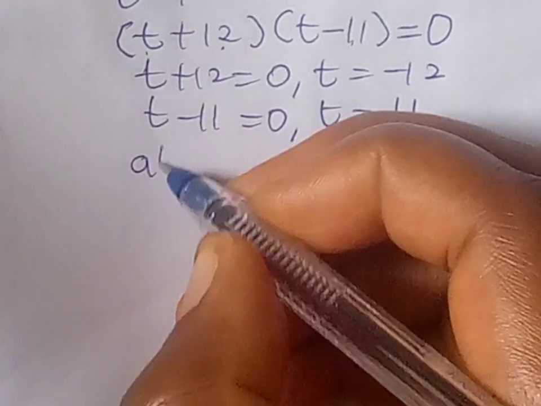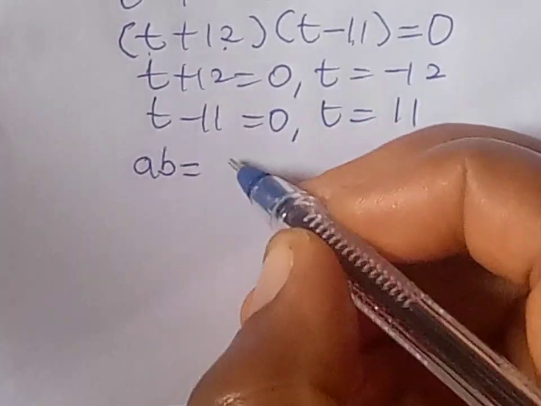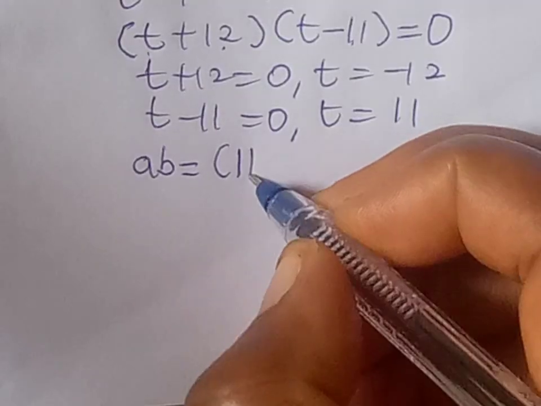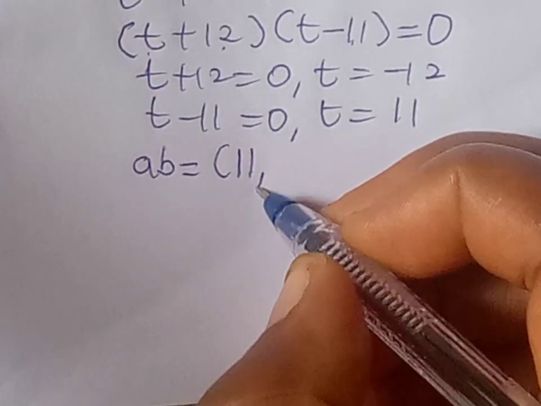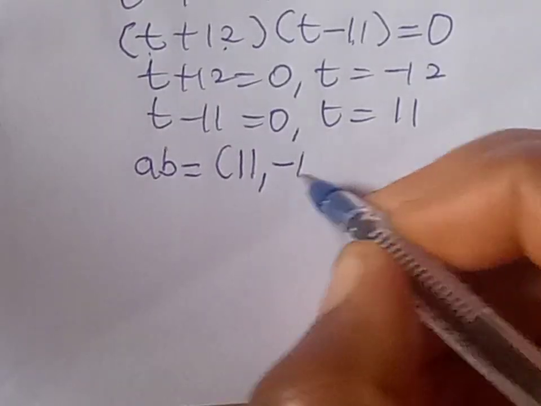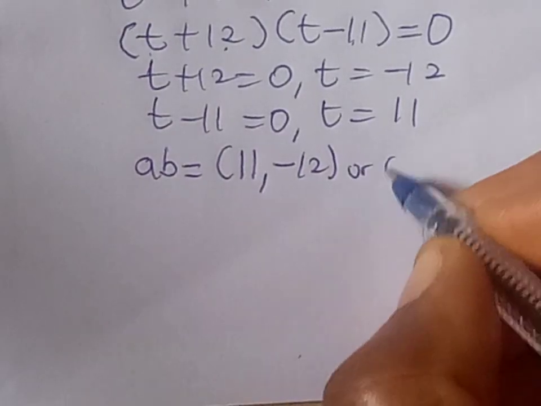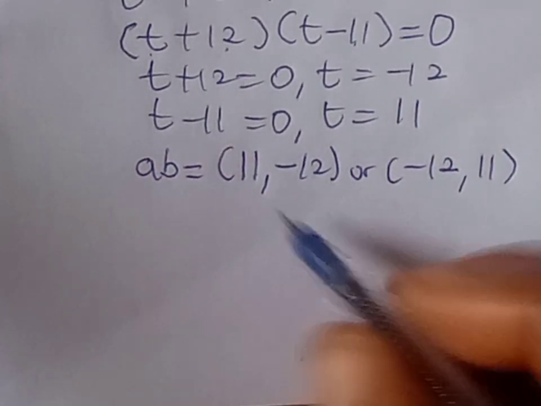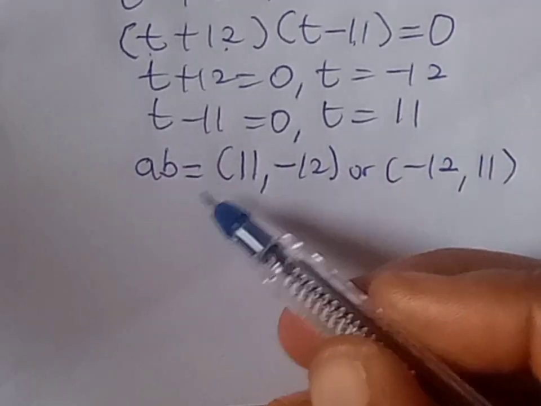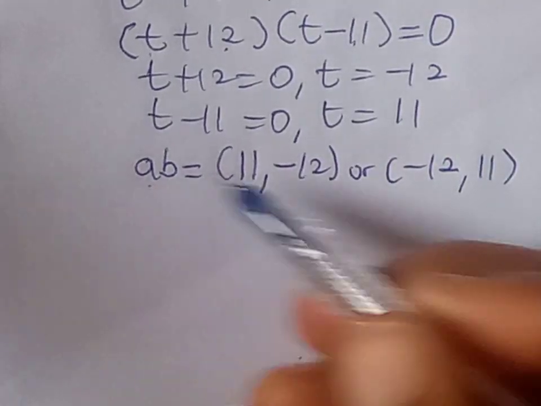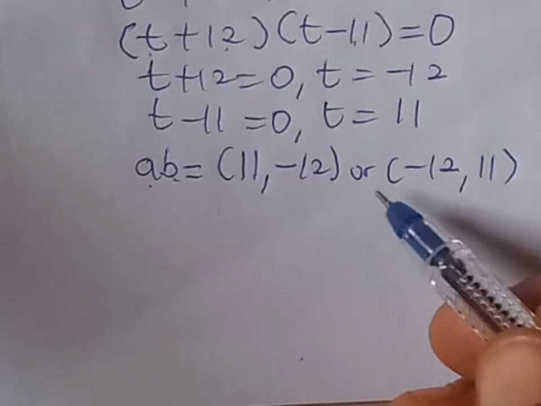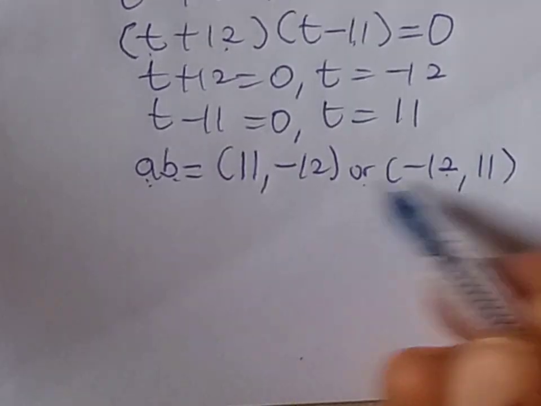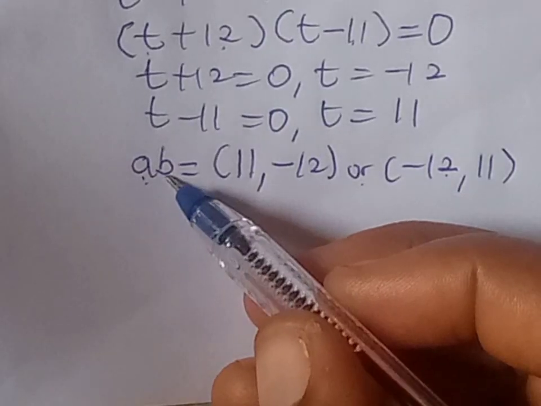So our a and b equal 11 and minus 12, or minus 12 and 11. So you can either swap: you can say a is 11 and b is minus 12, or a is minus 12 and b is 11.